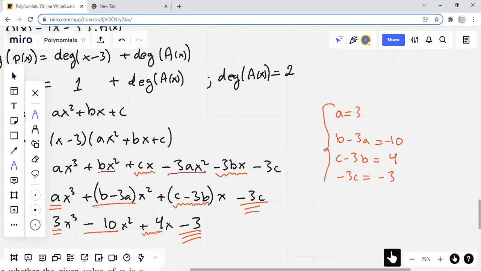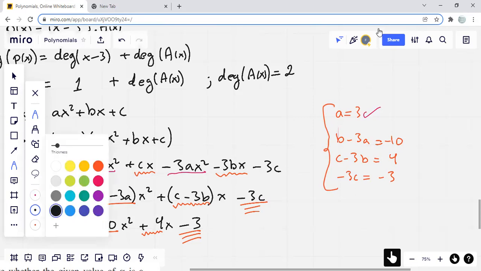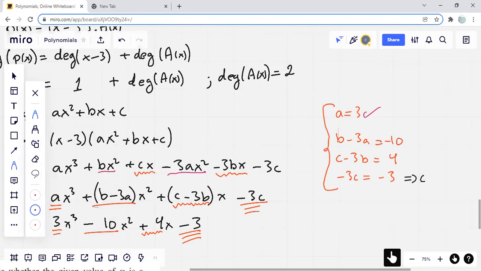Okay. Now we have three unknowns, a, b, and c. So we will not be needing all the 4 equations. 3 equations is enough. Now a is equal to 3. We have a from here. And from the last one here, we have that c is equal to minus 3 over minus 3. So c is equal to 1.